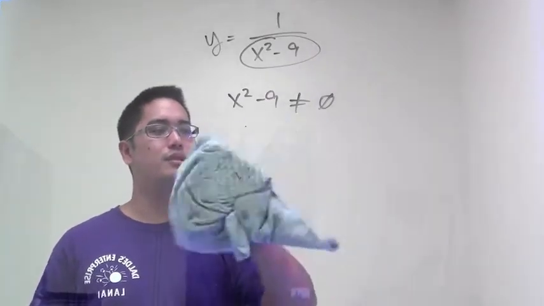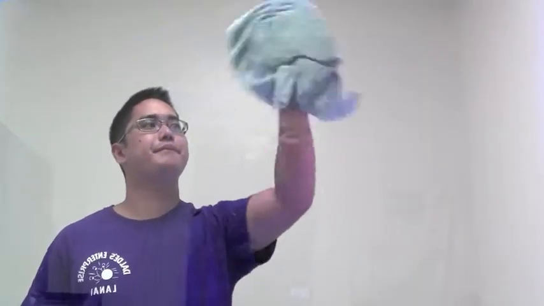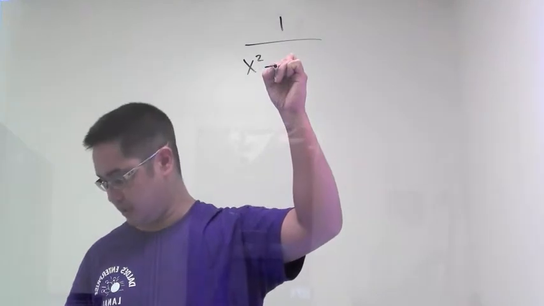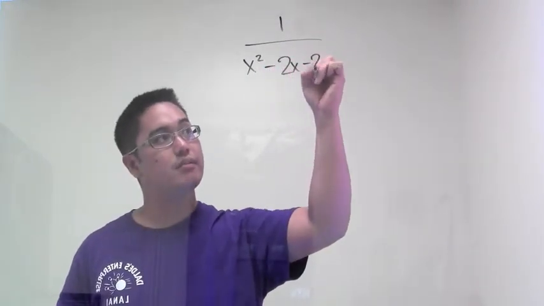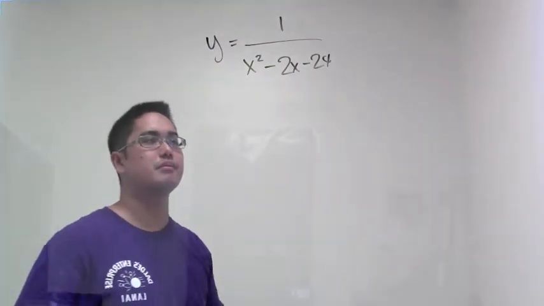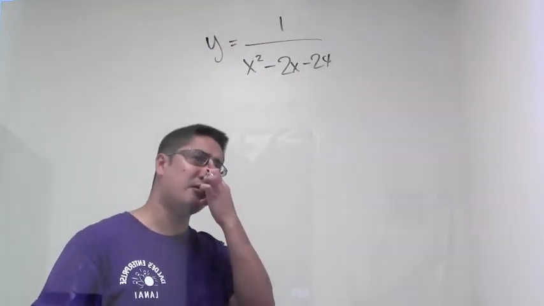Let's hit up another one. Let's see what we got. If I had the problem 1 over x squared minus 2x minus 24, y equals 2. Alright, hitting the domain on that one.